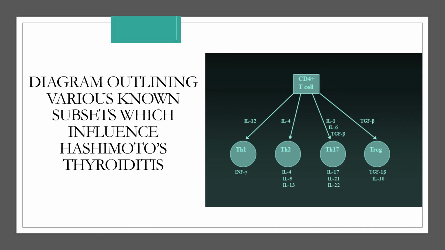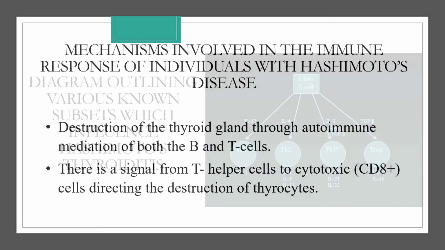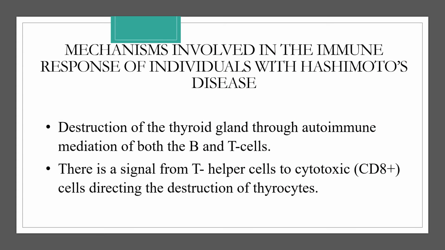The subsets of the T cells involved in this autoimmune disease are outlined in the diagram seen, which shows what induces their differentiation and what cytokines they produce. The mechanism that occurs following the breakdown of tolerance leads to the destruction of the thyroid gland through autoimmune mediation of both the B and T cells, which is a characteristic feature of this disease.